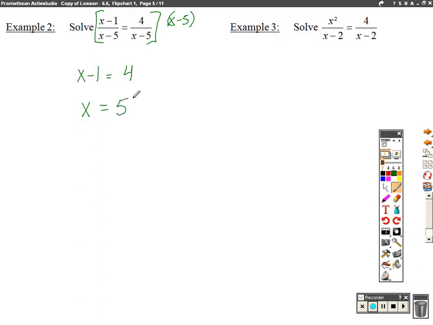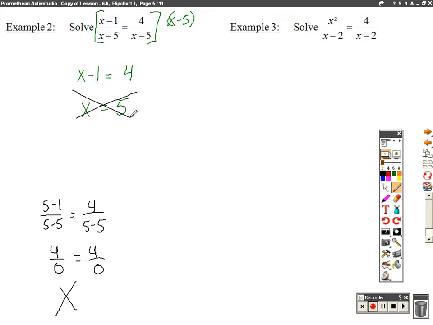But notice what happens whenever you plug 5 in for x, you get 0 in the denominator, which we can't have. I don't care if the numerators are the same. You can't have something undefined equal to something undefined. So this is actually an extraneous solution when you get 0 in the denominator. That's the main thing that you're going to look for. So we actually say in this case there is no solution. So always check for that, and mainly you're just going to have to check to make sure you don't get 0 in the denominator.